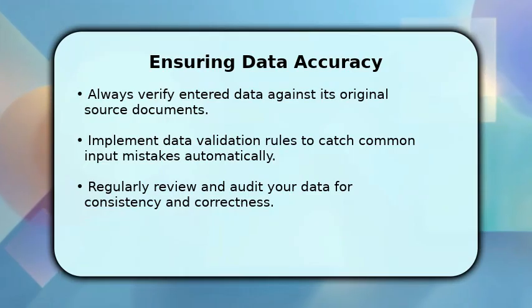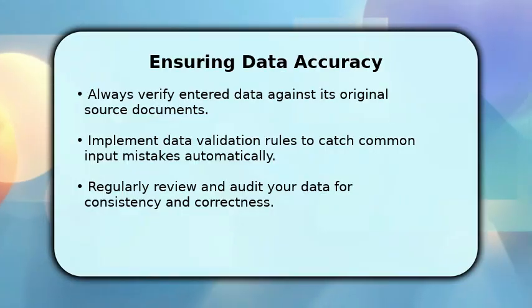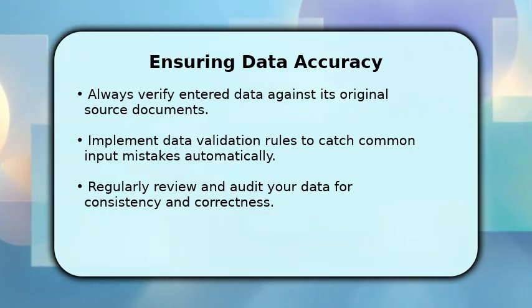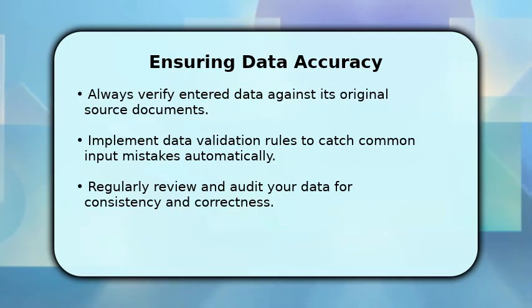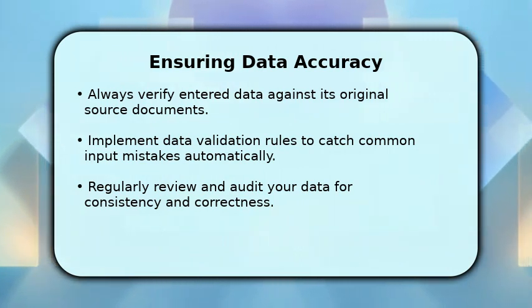Maintaining high data accuracy is paramount for reliable outcomes. A key practice is to double-check every piece of information against its original source, ensuring no discrepancies exist. Utilizing data validation rules within your software can automatically flag potential errors, saving significant time and effort. Furthermore, establishing a routine for reviewing and auditing your entered data helps catch any overlooked mistakes, ensuring the integrity of your entire dataset. Aim for a 99.9% accuracy rate.